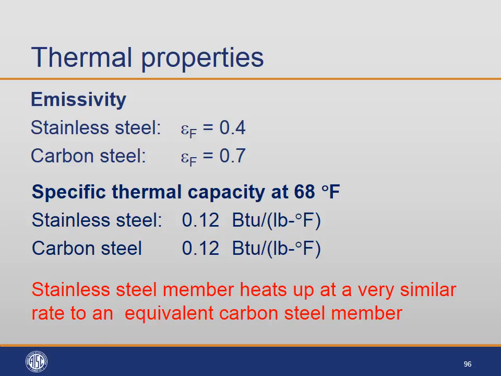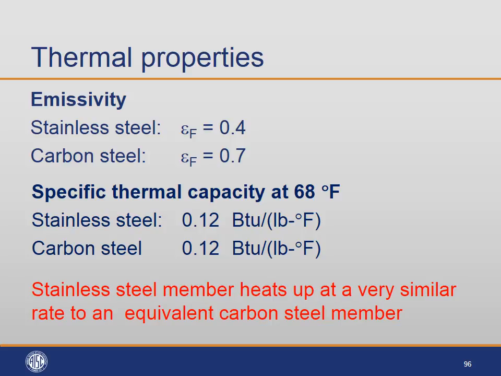The emissivity is the relative ability of its surface to emit energy by radiation, and it's the ratio of energy radiated by a particular material to the energy radiated by a black body. So a black body has an emissivity of 1, whereas generally other materials have emissivities less.